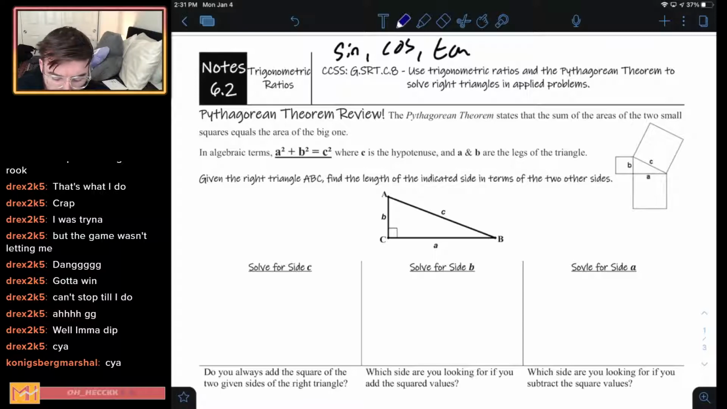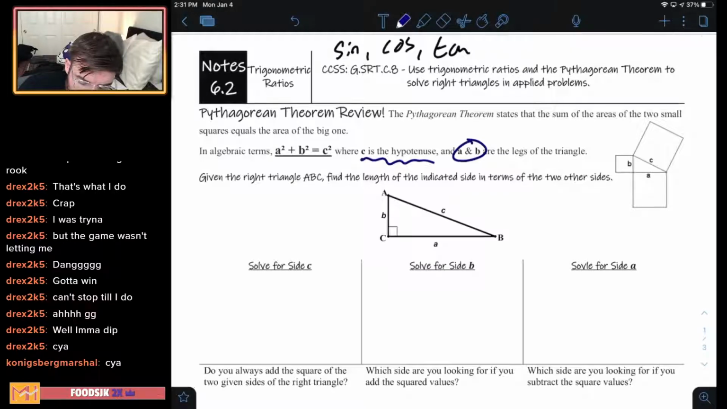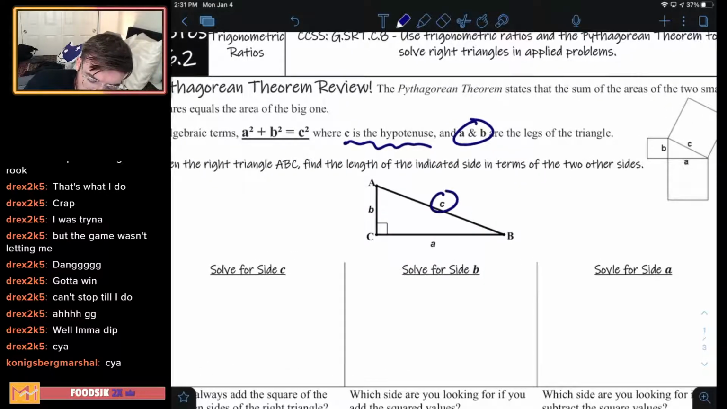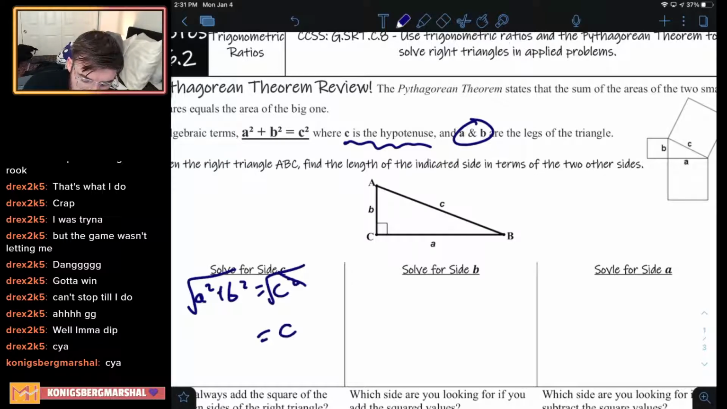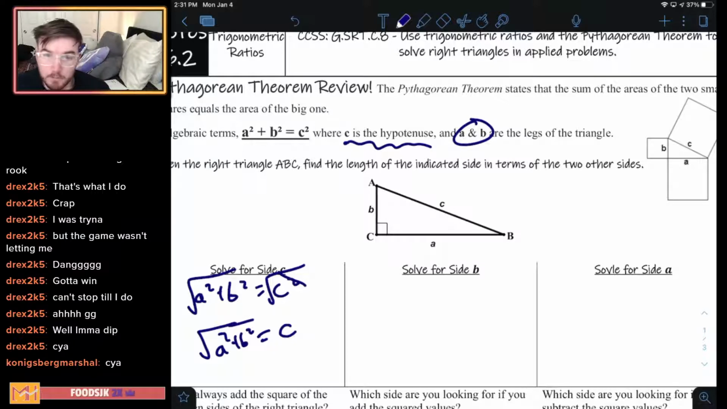The Pythagorean theorem says a squared plus b squared equals c squared, where a and b are the legs of the triangle and c is the hypotenuse. So if we were trying to solve for side c, we would do a squared plus b squared equals c squared, and we would take the square root to get rid of the squared, and c is equal to the square root of a squared plus b squared.